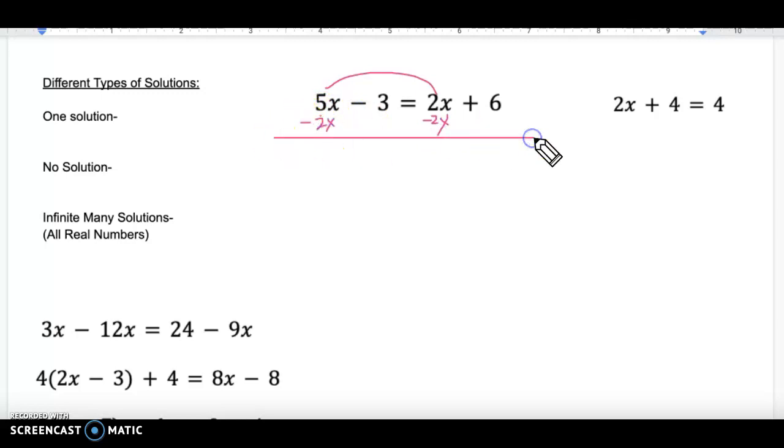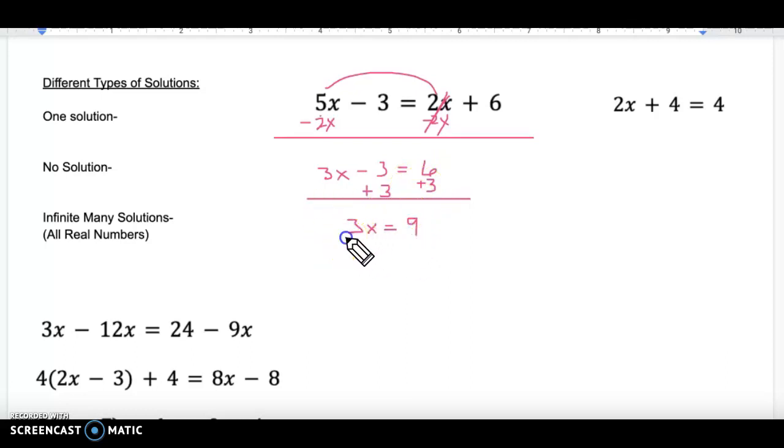Once I subtract it, I get a new problem. 5 minus 2 is 3x minus 3, because I haven't done anything with that. And then over here, 2x minus 2x cancels out, and so I end up with a 6. Right here, I'm going to move this 3 over here so that x is all by itself. So I'm going to add 3. I'm going to add 3 to this side. So I'm going to end up with a 3x equals, and then on this side, I'm going to end up with a 9.